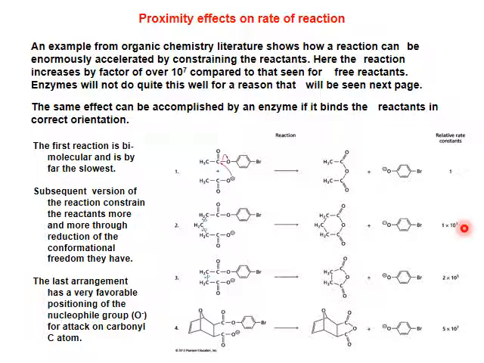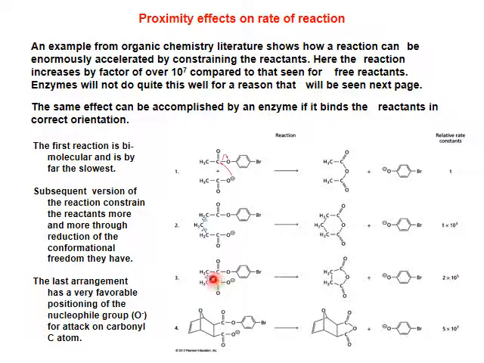Okay? What if we limit the freedom of rotation by removing one of these methylene groups? And so now we only have one bond that will allow freedom of rotation. That's going to limit our conformational space and should enhance the reaction. And in this case, we form a 5-membered ring, and it does enhance the reaction by a factor of 200. So limiting degrees of freedom of rotation is another way to enhance a chemical reaction.